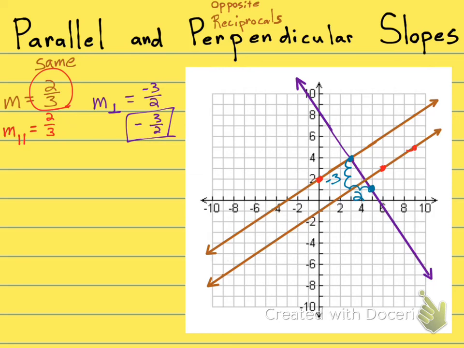All right? Parallel lines have the same slope. Perpendicular lines have slopes that are opposite reciprocals. Parallel, perpendicular.